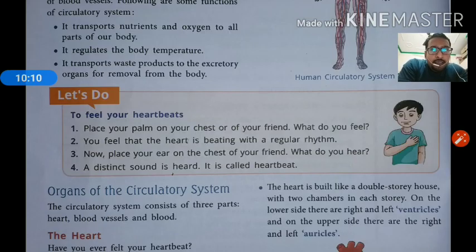Now there is some activity for you to do. To feel your heartbeat, place your palm on your chest or on your friend's chest. What do you feel? Do you feel the sound? You feel that the heart is beating with a regular rhythm. Now place your ear on the chest of your friend. What do you hear? You will hear a distinct sound, and it is called the heartbeat.